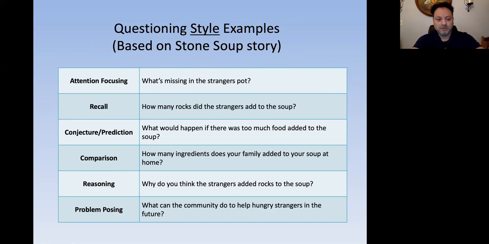Some examples for the lower level thinking: what's missing in the stranger's pot? How many rocks did the strangers add to the soup? Those are all memory based. What would happen if there was too much food added to the soup? Oh, that's a good one. Good prediction or conjecture. How many ingredients does your family add to your soup at home? Why do you think the strangers added rocks to the soup? That's reasoning. And then what can the community do to help hungry strangers in the future? That's a really good question.